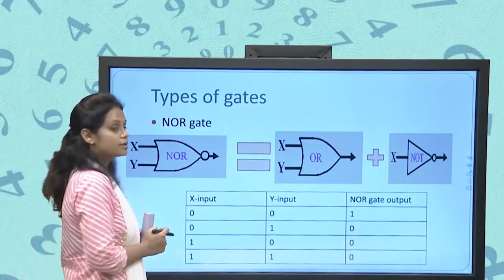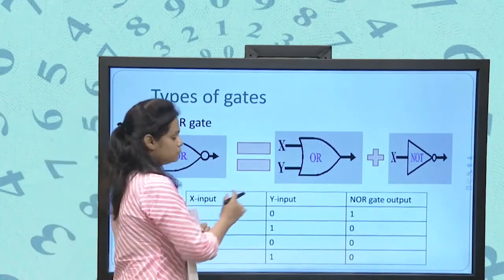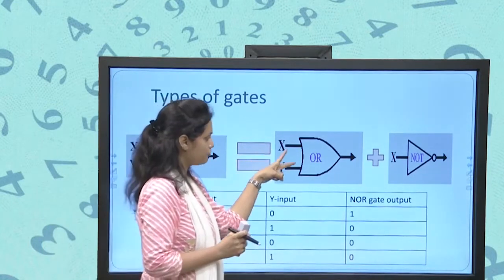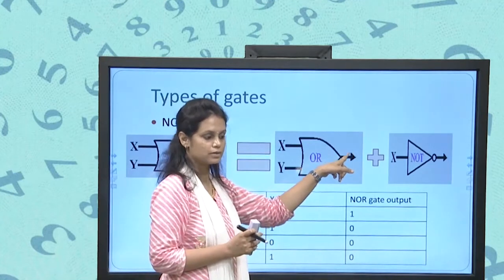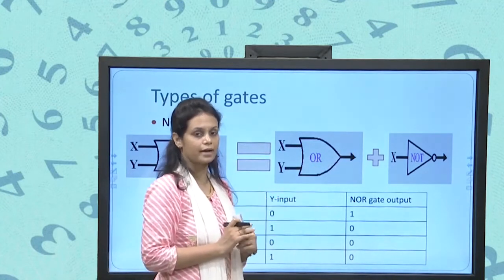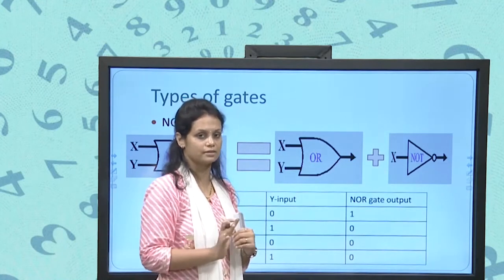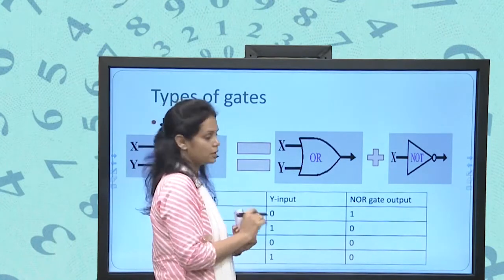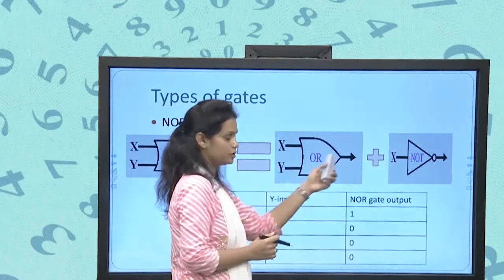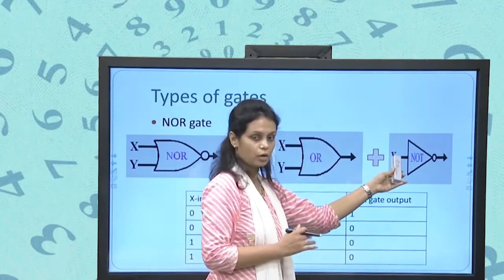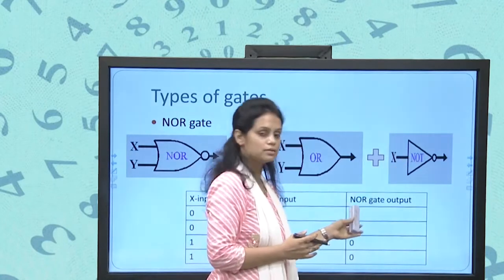Suppose our input is 0 0, output is obviously 0, because in the OR gate if at least one of the inputs is 1, then only the output is 1, otherwise it is 0. So here both are 0. So output of the OR gate is 0. This 0 will be passed over here, so it will complement this 0. So the output is 1.